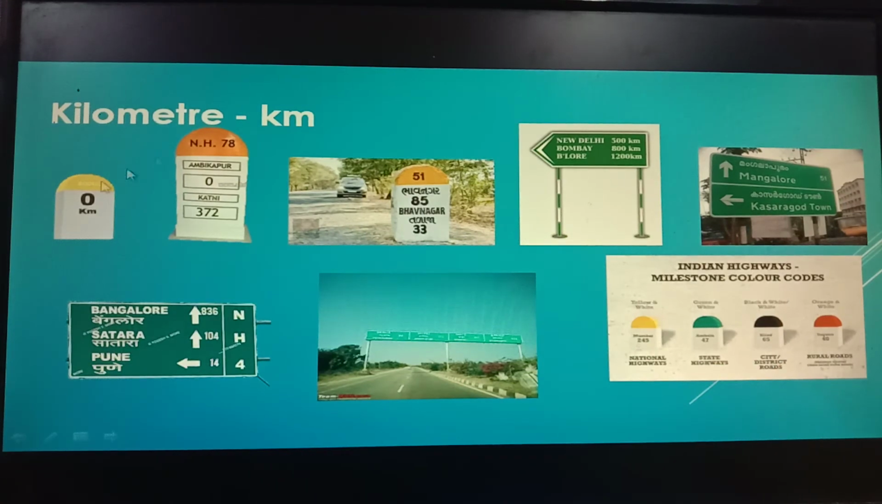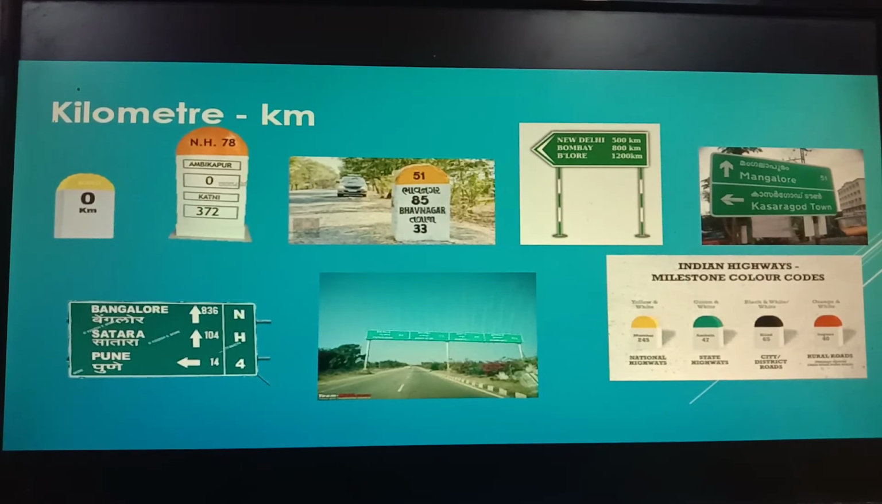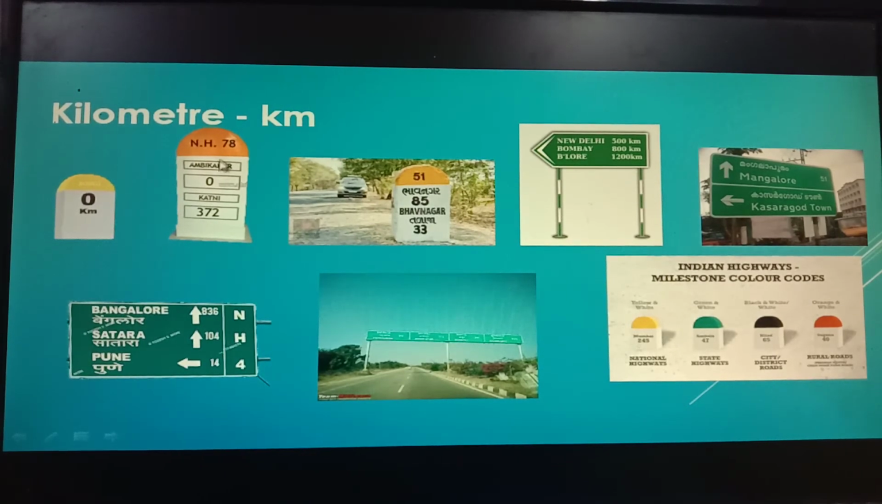Now kilometer. These are the milestones we see in cities. Here this city is reached here, so it is 0 kilometer. That means this is the same city you are standing. Now on this milestone, many things are written: NH means National Highway 78. Ambikapur is 0. That means you are at Ambikapur. And Kanthi is 372 kilometers far from where you are standing.